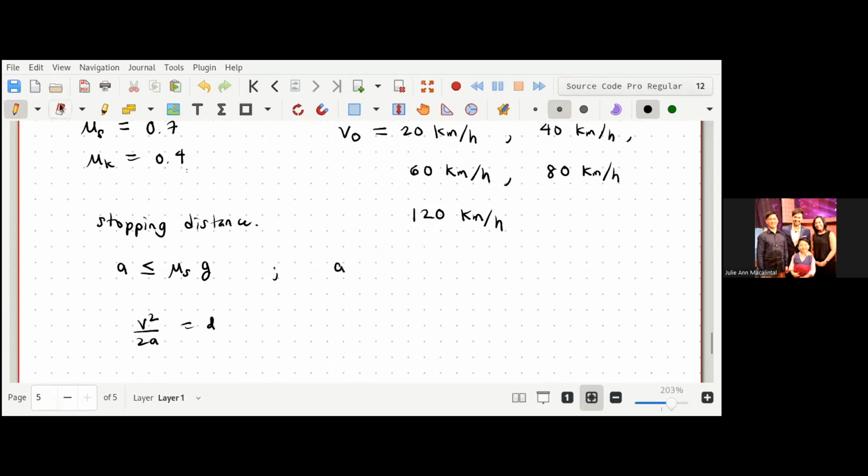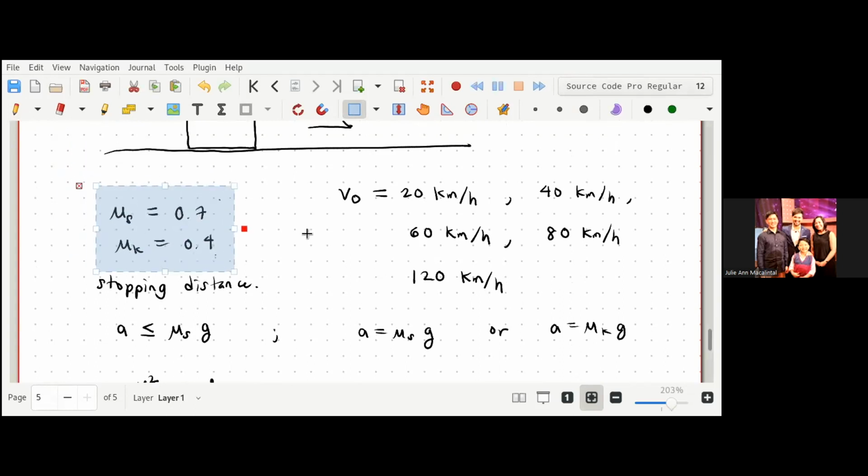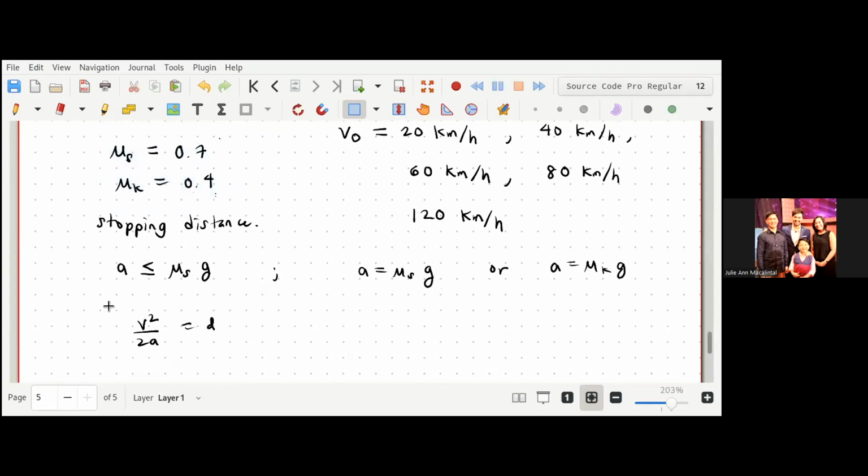The cases we need to consider are: what if the acceleration is mu sg, and what if the acceleration is mu kg. These are the values of mu: 0.7, 0.4. Then the speeds: 20, 40, 60, 80, 120. Let's include 100. So V is equal to, in kilometers per hour, 20, 40, 60, 80, 100, 120. Then this in meters per second. It's KPH pala.